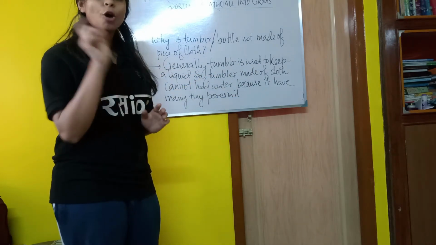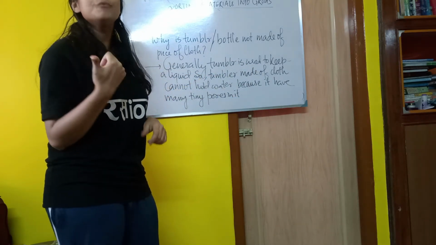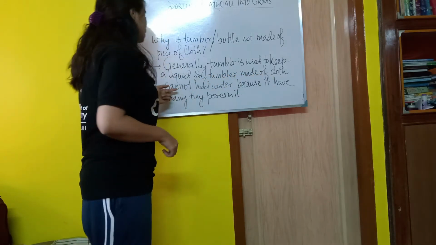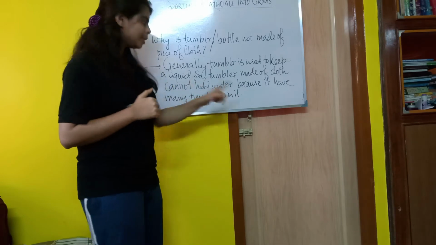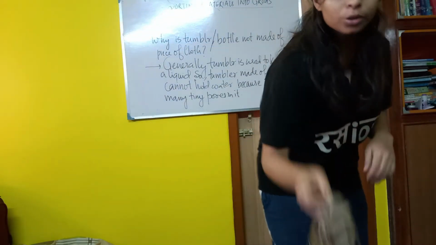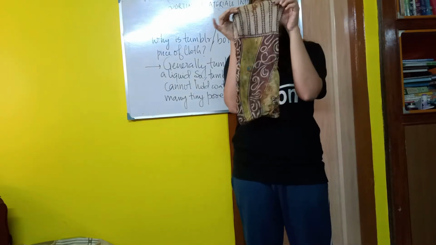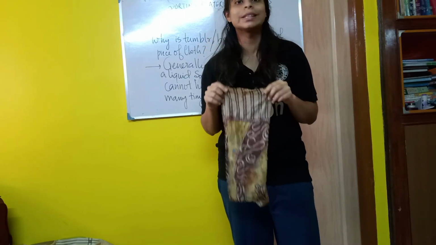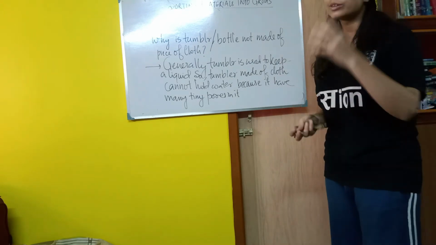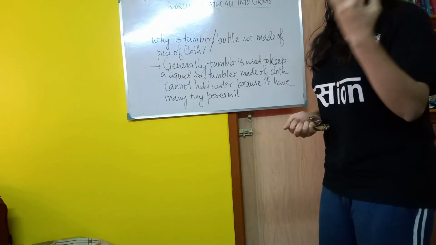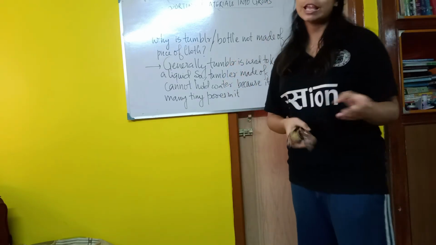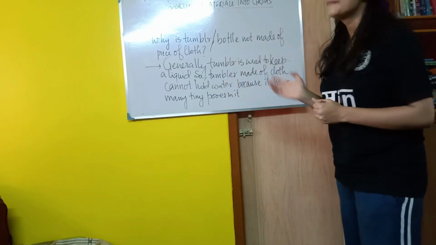As I told you, a bottle or a tumbler is used to keep water in it. Now, if a tumbler is made of cloth, it cannot hold water because it has many tiny pores in it. If we see these clothes closely, you will see many tiny pores. Since it has many tiny pores, the water will drip and flow away. So that is the reason that we cannot make a tumbler with a piece of cloth.